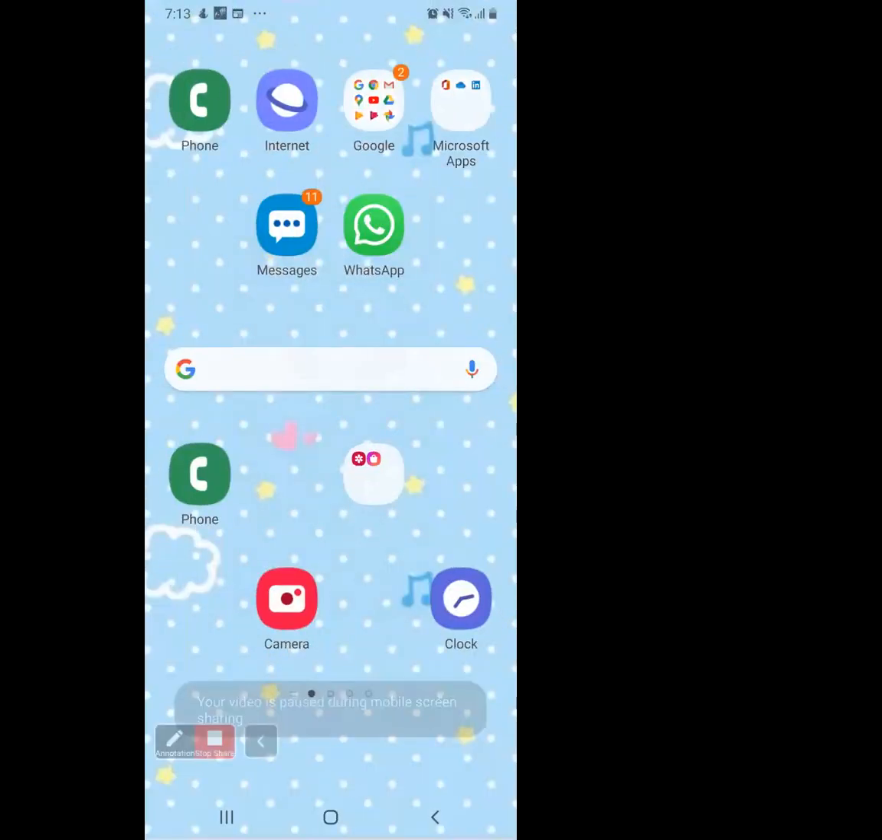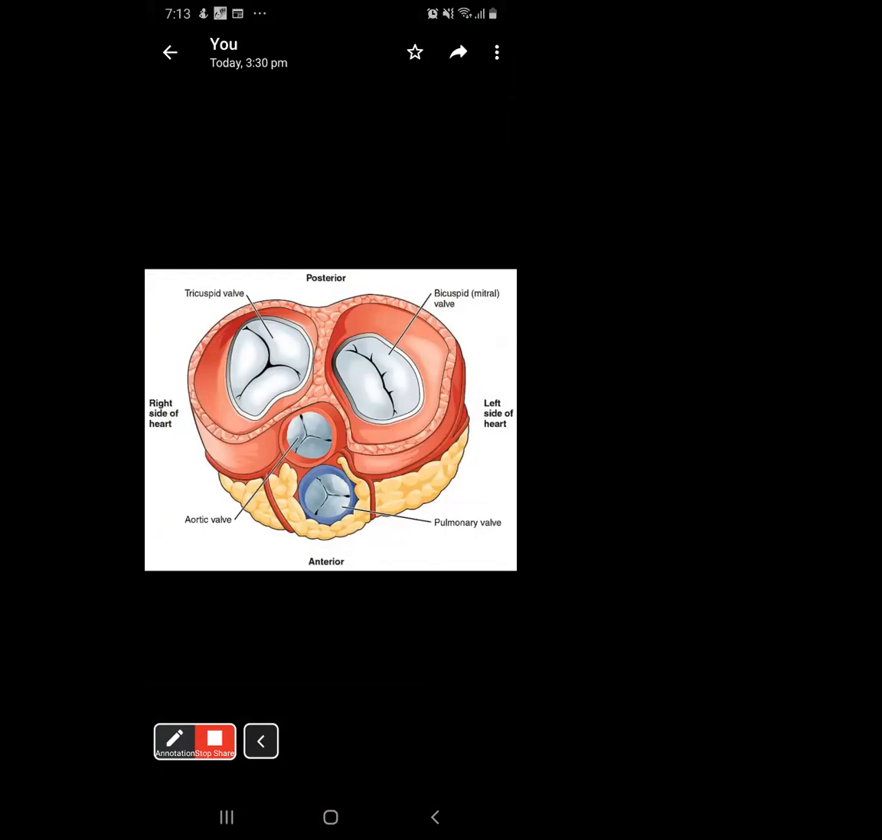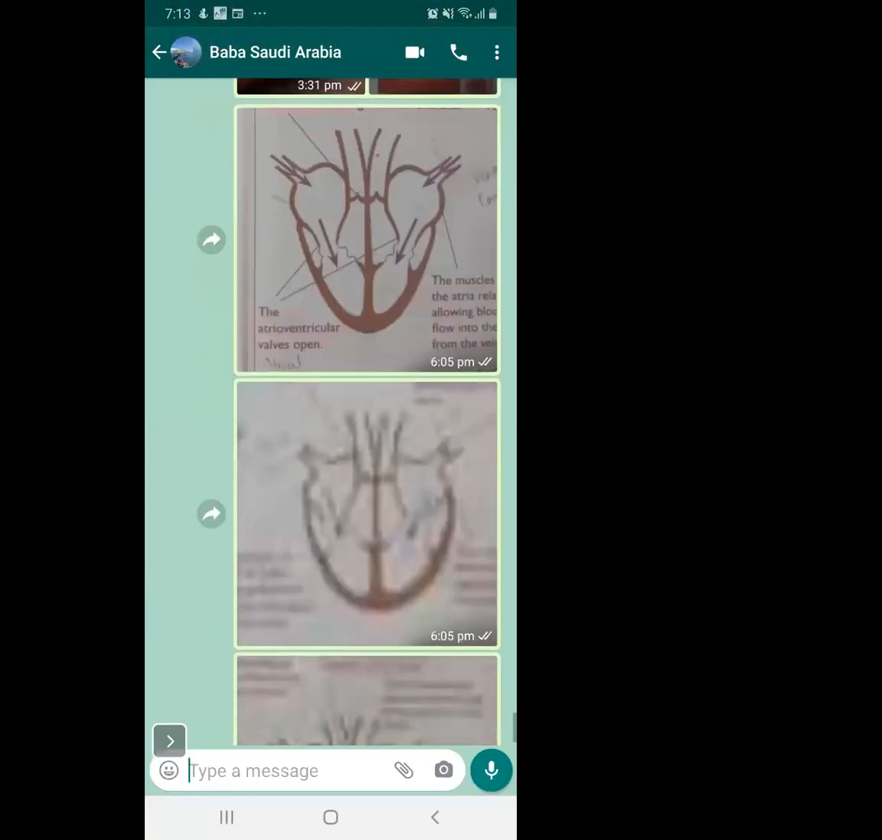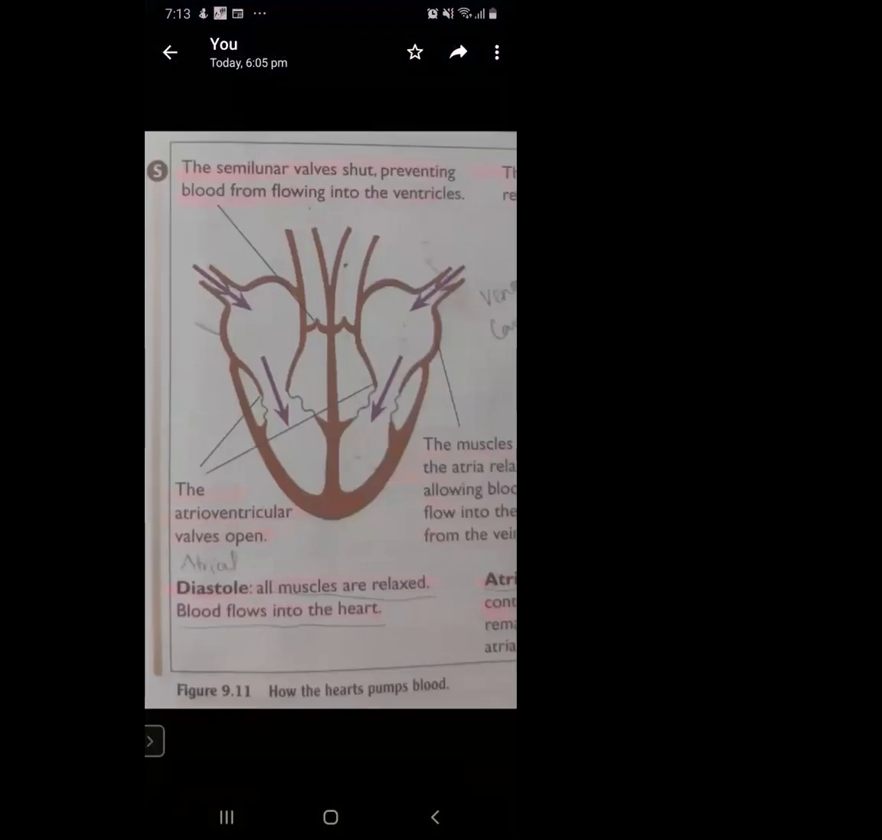Okay, I am showing you the same picture which is already in your book. Here. Now, this part of this picture, this is figure 9.11 on page 113. This is showing us atrial diastole. Diastole, I've already introduced this term. It means relaxation of the atria.